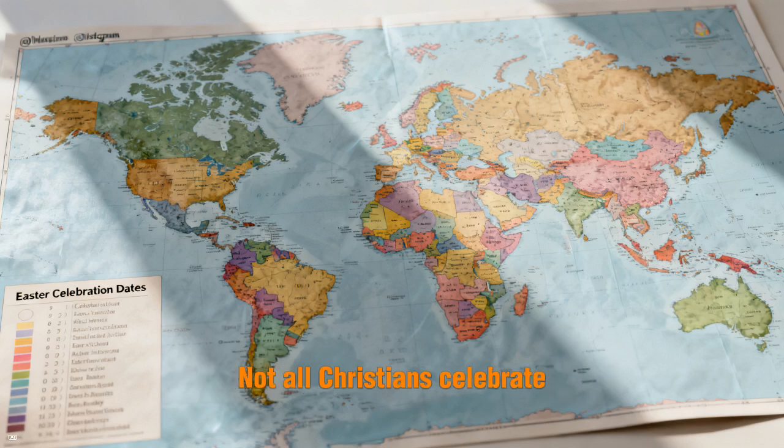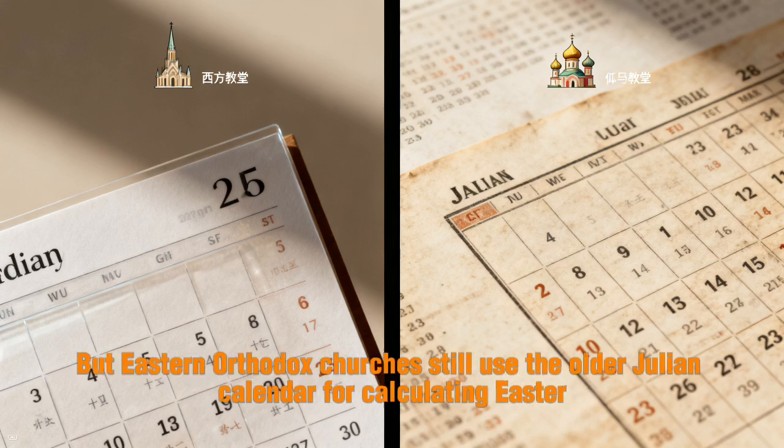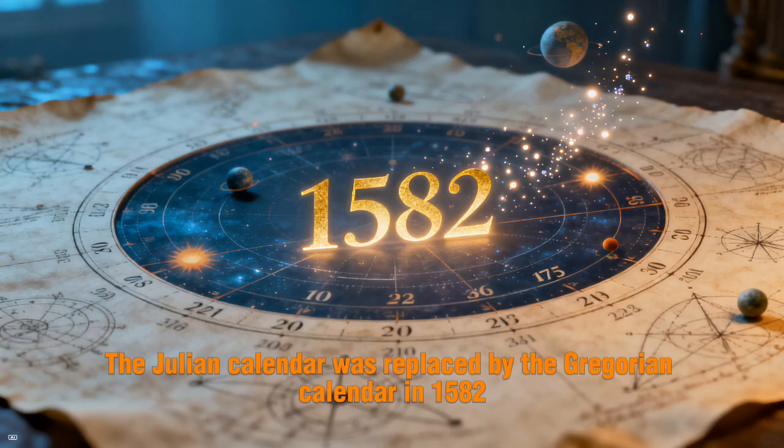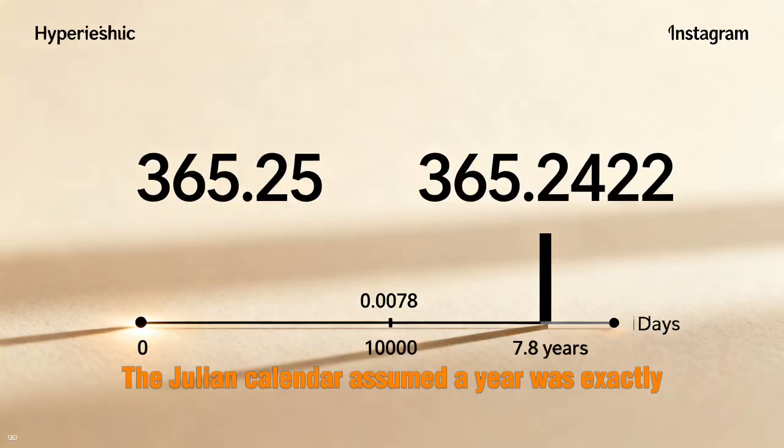Not all Christians celebrate Easter on the same day. Western churches, including Catholics and Protestants, use the Gregorian calendar. But Eastern Orthodox churches still use the older Julian calendar for calculating Easter. The Julian calendar was replaced by the Gregorian calendar in 1582 because it was drifting out of sync with the solar year.